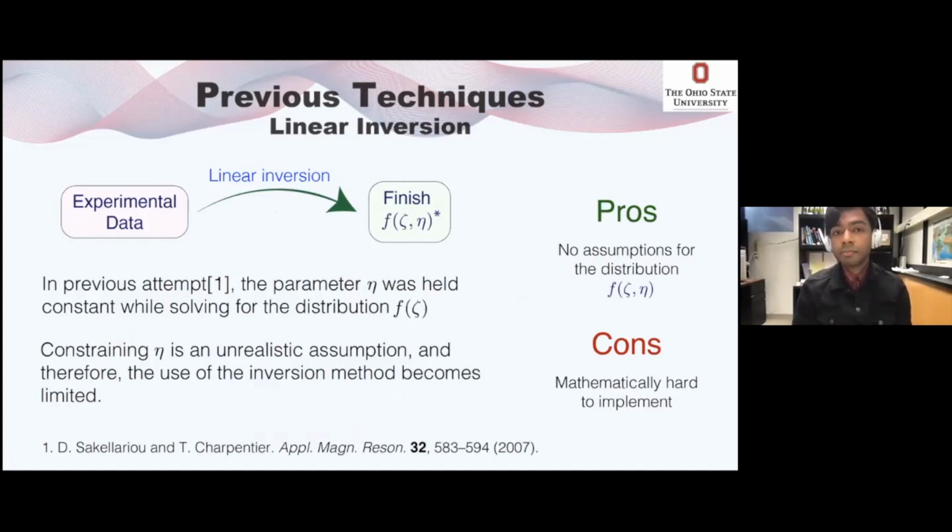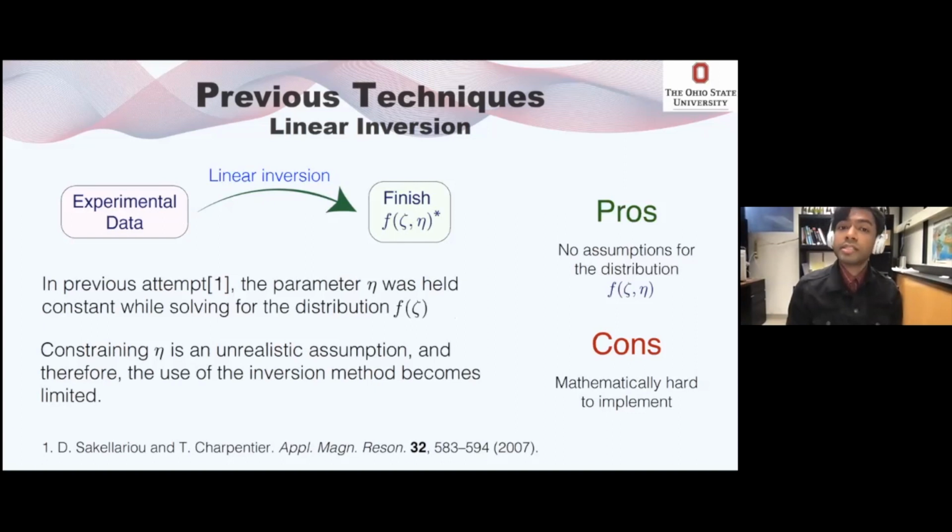But this isn't something new. There have been previous attempts to do this. And in the previous attempts, the probability distribution that I'm showing as a two-parameter, two-dimensional distribution had the parameter eta held constant, which ended up solving for the distribution of the anisotropy. The constraint on eta is unrealistic because we know that eta isn't constant, and you can have multiple sites that have different eta within the same experiment.